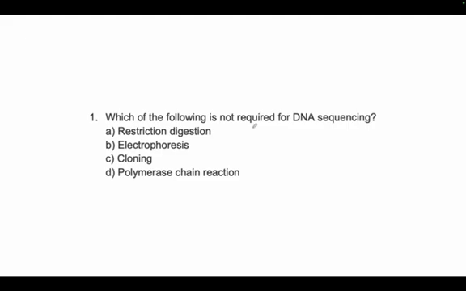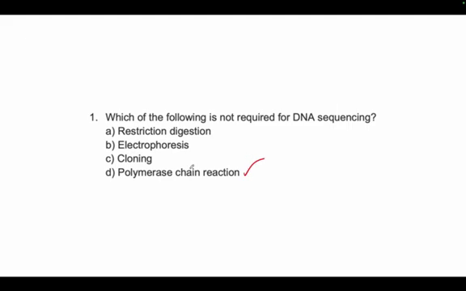Which of the following is not required for DNA sequencing? So PCR helps to amplify the DNA template. Also, in the case of Sanger sequencing, single-stranded DNA is required, right? Since we need it to act as a template for DNA polymerization. So PCR is used to amplify the DNA template for DNA sequencing.